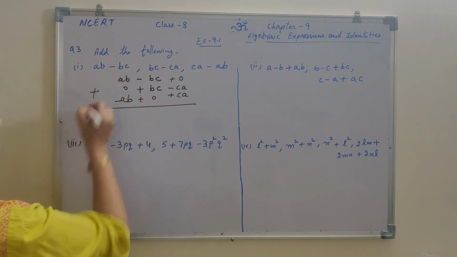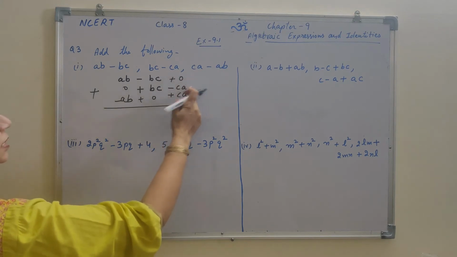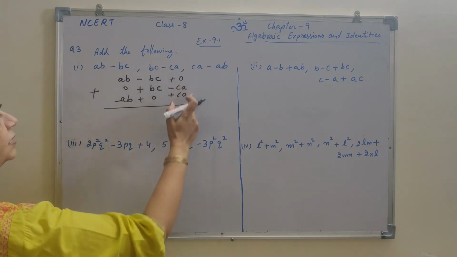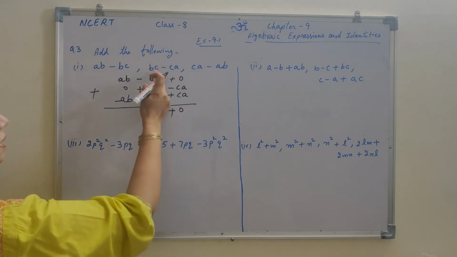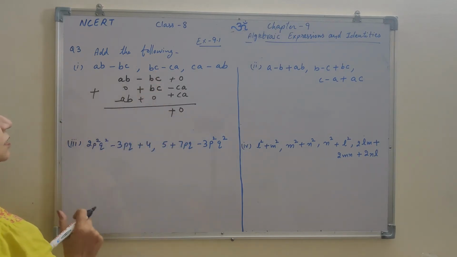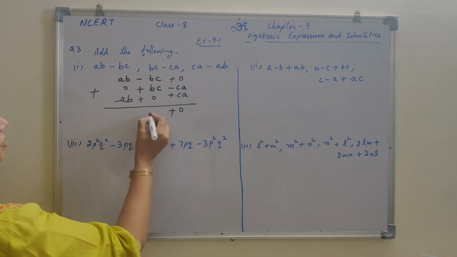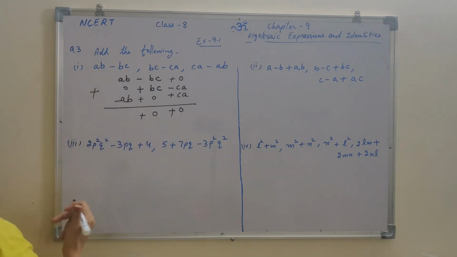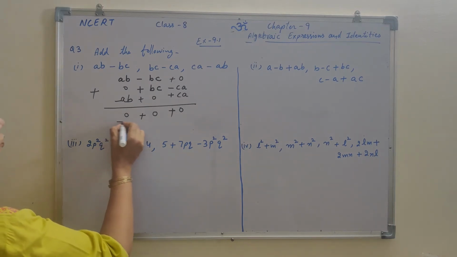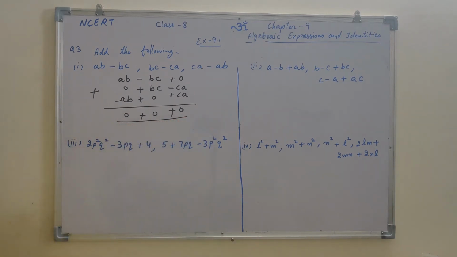Now we will add them. 0 minus CA is minus CA, and minus CA plus CA is 0 because they will cancel each other. Minus BC plus BC is 0, and 0 is 0 again. AB plus 0 gives you AB, and AB minus AB is 0. So the final answer is 0 here, right? So this way we will add, and we are using the column method.